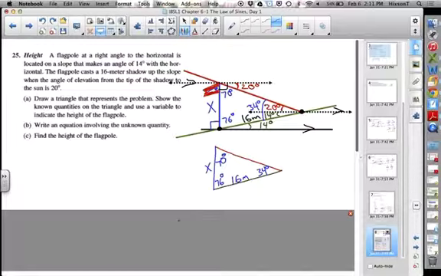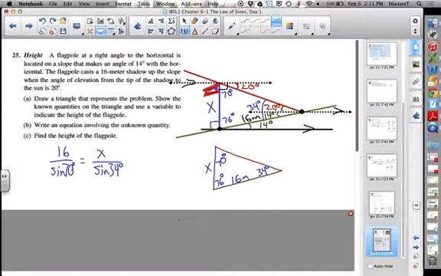Alright. Now we need an equation and then solve it to find the height. What equation could we write to help us find x? Brett? 16 over sine of 70 equals x over sine of 34. Very good. 16 over sine of 70 equals x over the sine of 34. Okay?